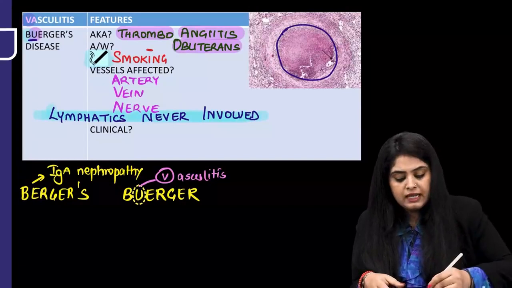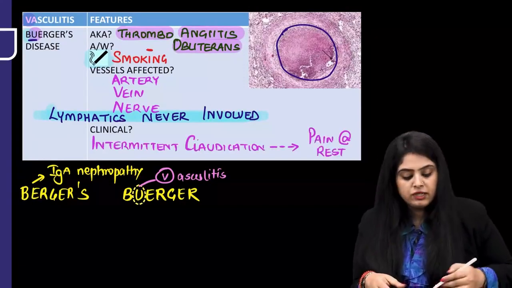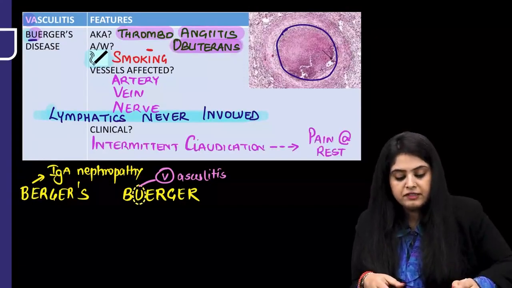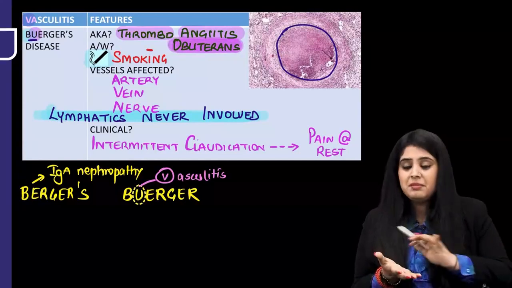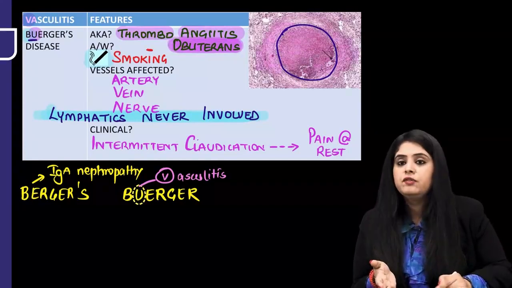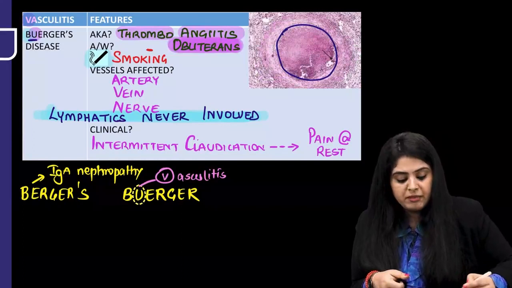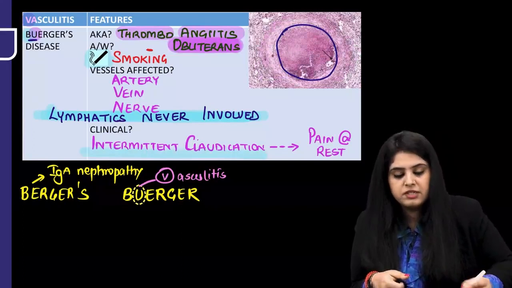So now, clinically, how is the patient going to come to you? Think logically, the blood vessel is obliterated. The entire blood vessel is blocked like this over here. So will the person have pain? Of course, there is going to be intermittent claudication.